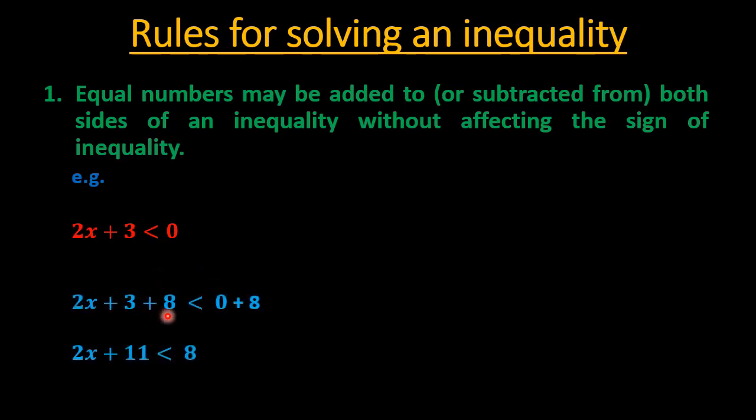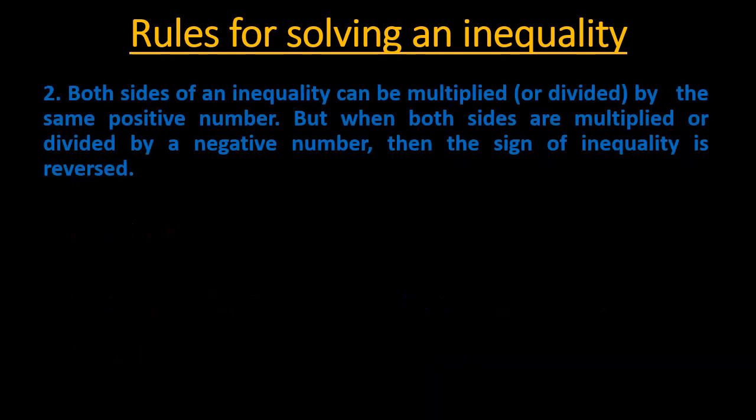According to rule 1, we can add or subtract the same number on both sides of this linear inequality. So here I am adding 8 to the left side and to the right side also, and making these changes will not affect the inequality symbol. If we simplify, then we will get 2x plus 11 which is less than 8. So this is for addition. To this inequality, if we subtract an equal number from both sides, then also it will not affect the inequality symbol. After subtracting 6 from both sides, the symbol remains as it is. So we can add or subtract an equal number from both sides.